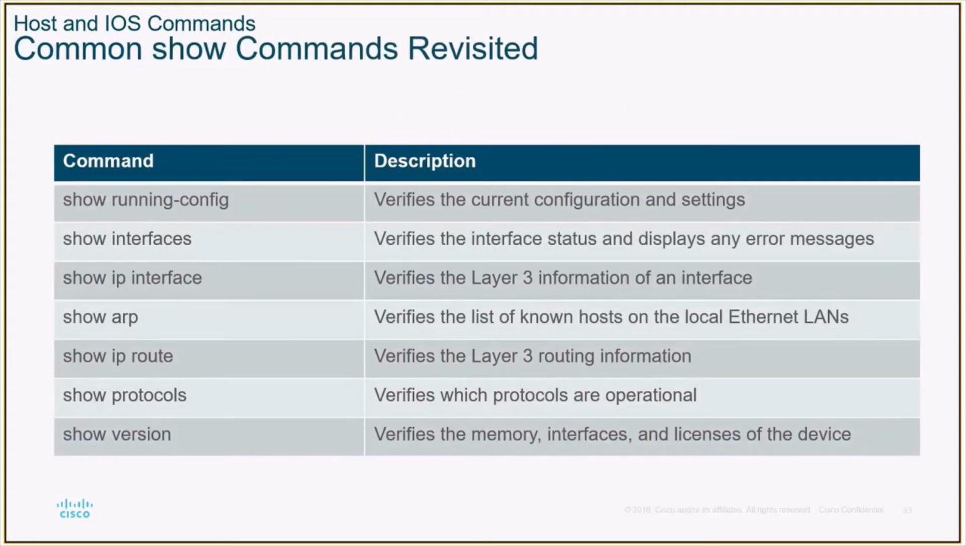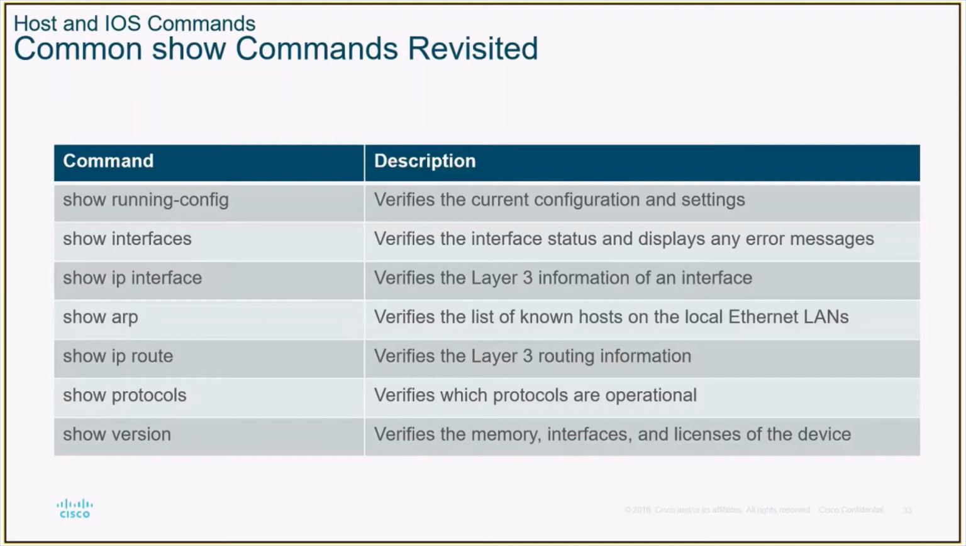Okay, so IOS commands. So of course, show running-config shows you the current running config that's in RAM. Show interfaces gives you pretty much a page full of information per interface, lots of information. Show ip interface is more about the layer 3 information as opposed to generic information. Show arp gives you the ARP cache. Show ip route gives you the routing table. Show protocols tells you what layer 3 protocols are running.